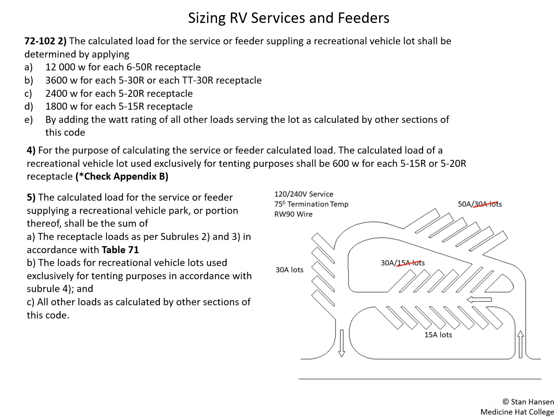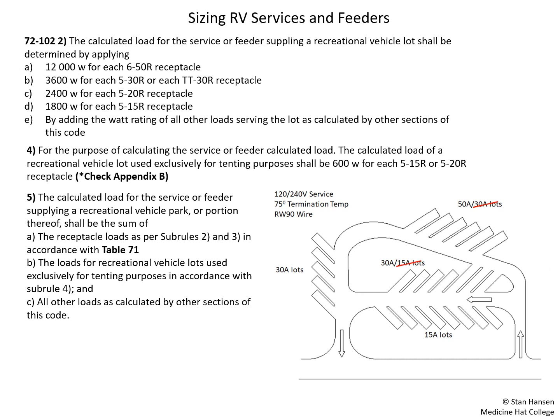Our next step in figuring out our service is to determine what the wattage rating of each of our receptacles is going to be. 72-102 Subrule 2 breaks everything down for us in very clear terms. If I have a 50 amp receptacle, it's worth 12,000 watts. 30 amp receptacles are worth 3,600 watts, 20 amp receptacles are worth 2,400 watts, and 15 amp receptacles are worth 1,800 watts. If I had any other loads within the RV site, I would simply add the wattage rating of those loads as per other sections of this code.